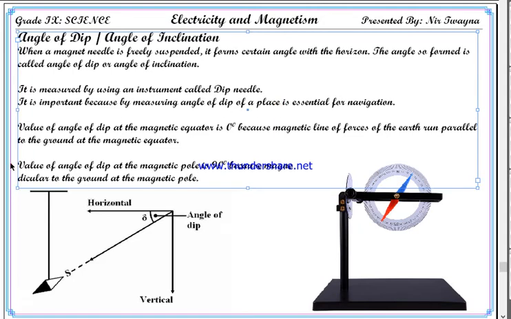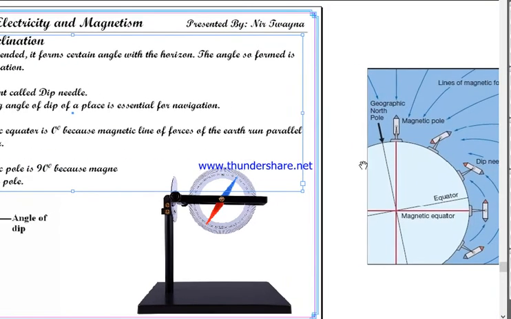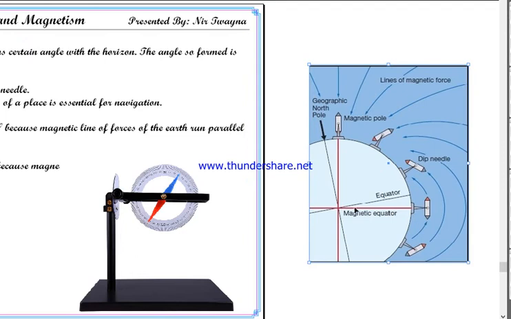Okay. Okay, next point, value of angle of dip at the magnetic equator is 0 degree because magnetic line of forces of the earth run parallel to the ground at the magnetic equator. You understand this point? Yes? Here at the magnetic equator, the angle of dip is 0 degree. That means it remains parallel to the ground.